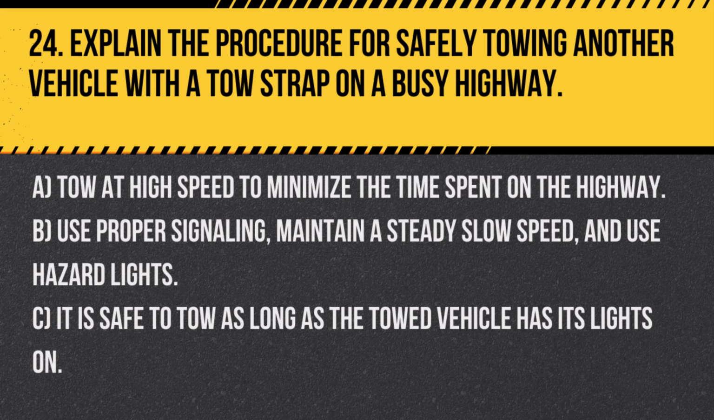A. Tow at high speed to minimize the time spent on the highway. B. Use proper signaling, maintain a steady slow speed, and use hazard lights. C. It is safe to tow as long as the towed vehicle has its lights on. Answer. B. Use proper signaling, maintain a steady slow speed, and use hazard lights. This ensures both safety and visibility while towing on a busy highway.